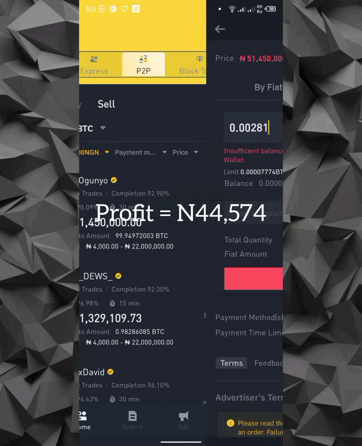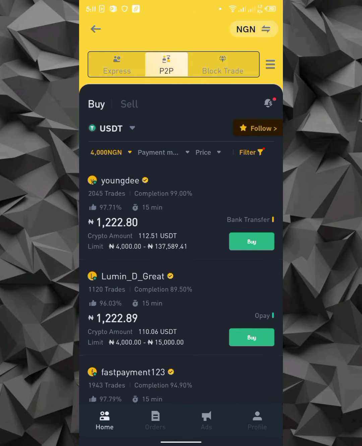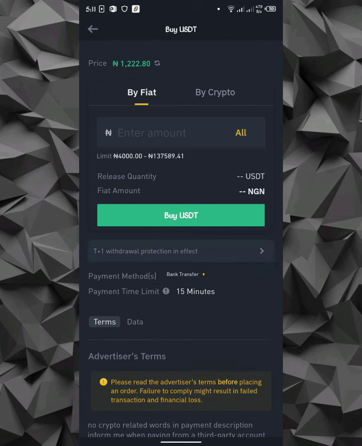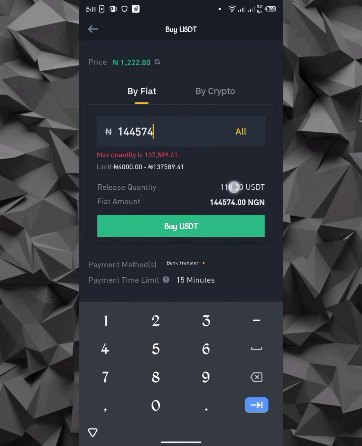But if it is a card that you use abroad, if you use a dollar card for this, then you can now buy USDT and share the profits with your friend abroad. You buy USDT of 144,574 naira, and you're getting about 118 USDT. Then you guys can split the 18 USDT. Since that's the profit, you split it into two and continue the process over and over again. So you have to encourage your friend abroad to continue doing this arbitrage with you.